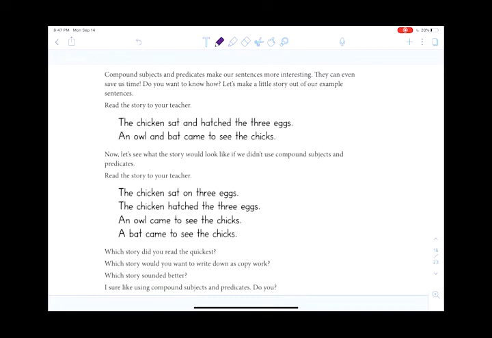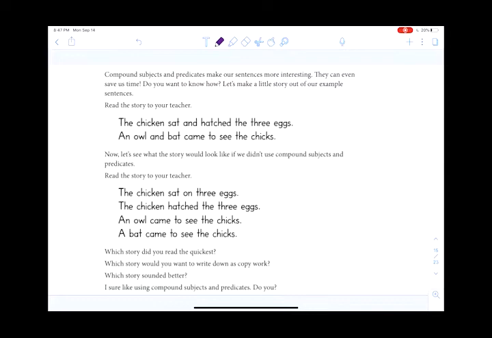Now, let's see what the story would look like if we didn't use compound subjects and predicates. Read the story to your teacher. The chicken sat on three eggs. The chicken hatched the three eggs. An owl came to see the chicks. A bat came to see the chicks.